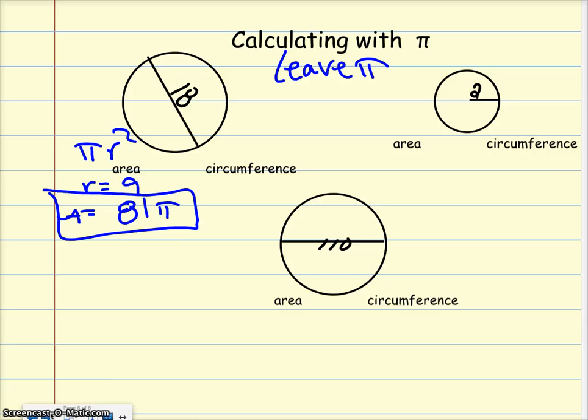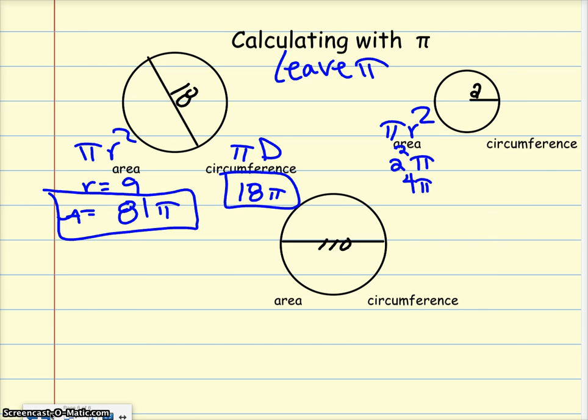Okay? Circumference. Since I'm given diameter, I'm going to go pi times diameter. What's my diameter? 18 pi. Done. Isn't this better? Okay. Area, pi r squared. My r is 2, so 2 squared pi, 4 pi. Circumference, I'm given radius, so 2 pi r. 2 times r is 4, right? 2 times 2, pi, 4 pi. Hey, they're the same. Interesting. That doesn't happen much.